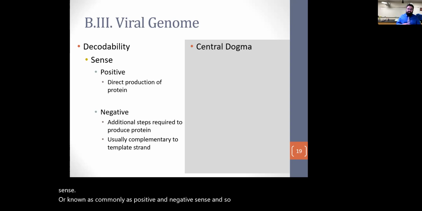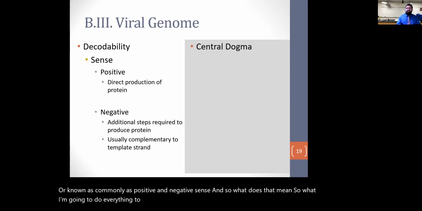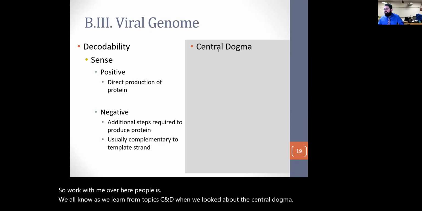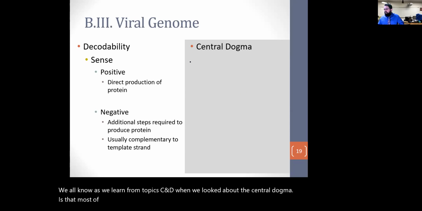So what I'm going to do is briefly use my little doodler down here so you guys can see more or less a pretty picture of how that works. So the 2 definitions here, work with me over here, people. As we learned from topics C and D, when we looked at the central dogma, most of us come together with our awesome little double-stranded DNA, right?